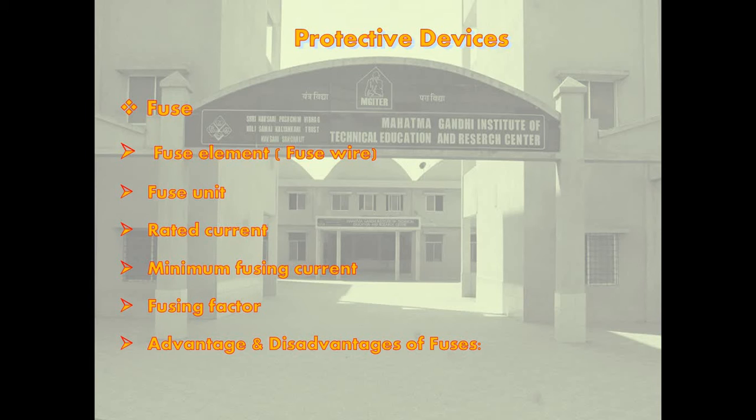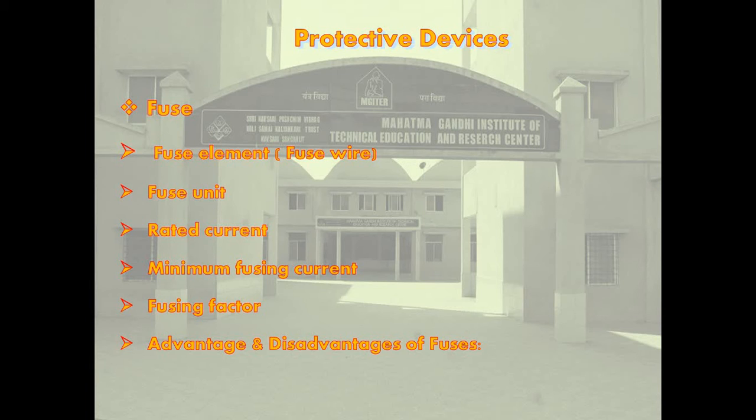In a protective device, a number of pieces of equipment are used. First is fuse, second is current transformer, potential transformer, circuit breaker, relay. Okay, so first is fuse. For a fuse, there are different parameters like the fuse element, also called fuse wire. Second is fuse unit. Third one is rated current, minimum fusing current, fusing factor, and its advantages and disadvantages.